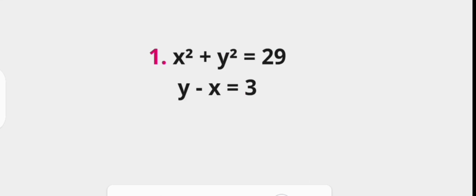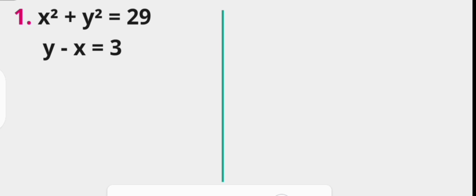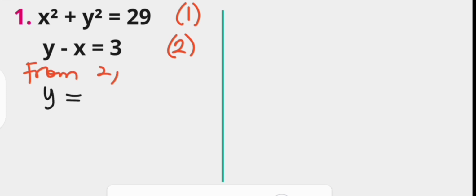Number one, x squared plus y squared equals 29 being the quadratic equation, and y minus x equals 3 being the linear equation. We are going to label the first one equation 1 and the second equation 2. And from equation 2, which is the linear one, we can write y as x plus 3. Let us call that equation 3.